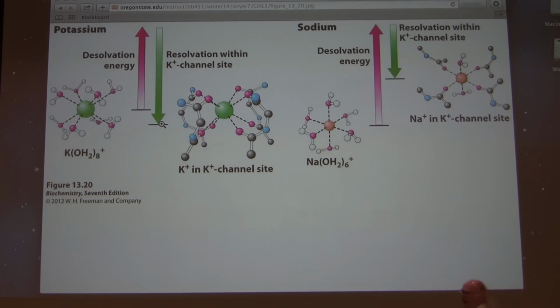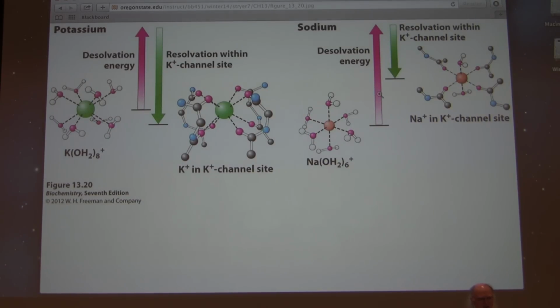Therefore, those favorable interactions that a potassium ion has actually help it get more energy as it's passing through. Sodium doesn't get that benefit, and so sodium gets blocked because it's not energetically favorable. This figure actually shows this. Here's the desolvation energy, the energy it takes to start the process. This is for a potassium. Here's the energy realized as a result of moving through with those favorable interactions. There's more energy released than it takes to get in. This process on the left is favorable.